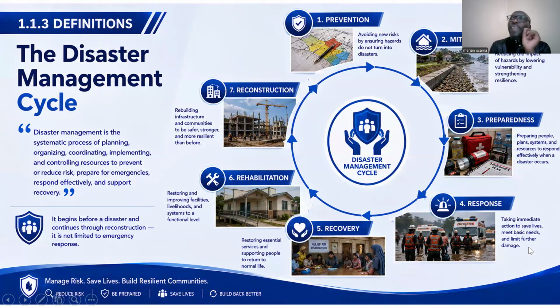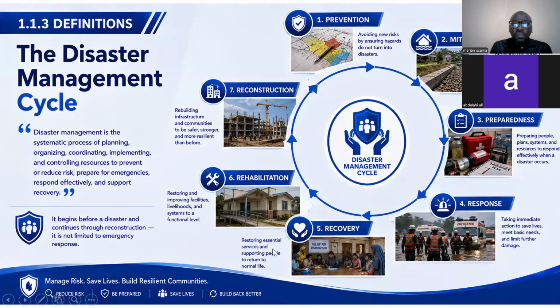Taking immediate, and it has to be immediate, action to save lives, meet basic needs, give people water, medicine, food, and limit further damage. So we need to respond. The earlier we respond, the better. Then number 5 is the recovery. Now, the disaster has happened. Recovery is restoring essential services and supporting people to return to normal life.